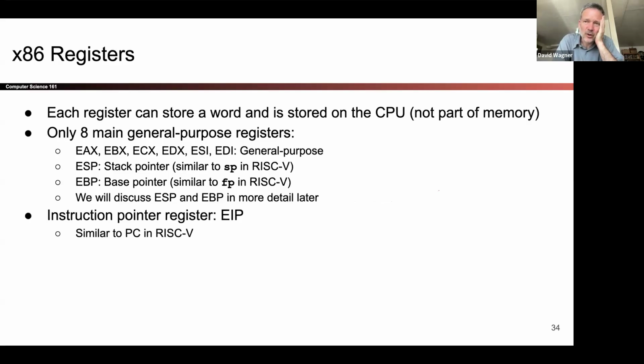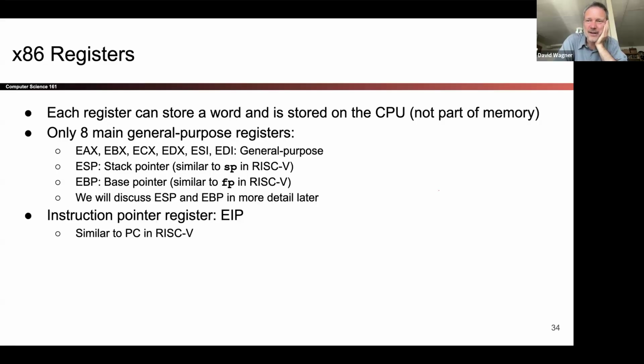Each register can store a word, meaning 32 bits, and it's stored on the CPU. On x86, there are 8 main registers. They're called general purpose registers, and they have very weird, funky names. Their names are like EAX, EBX, ECX.